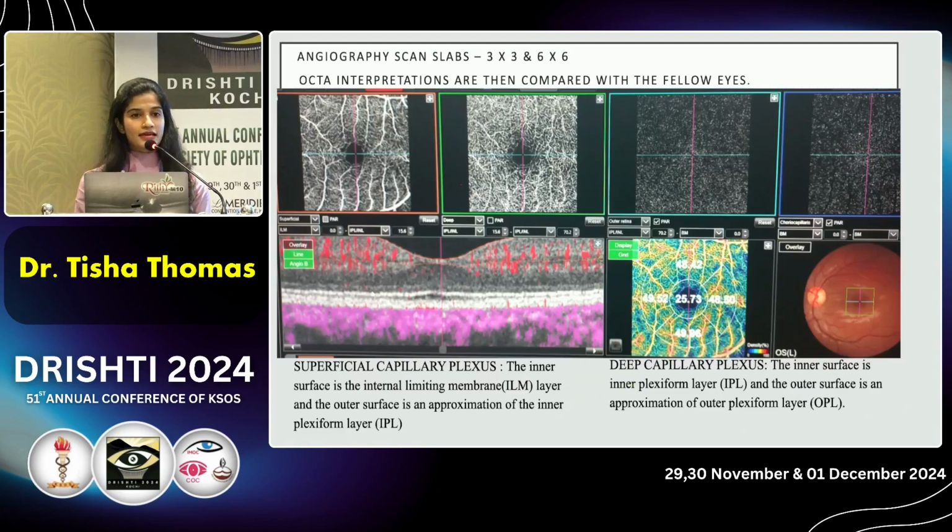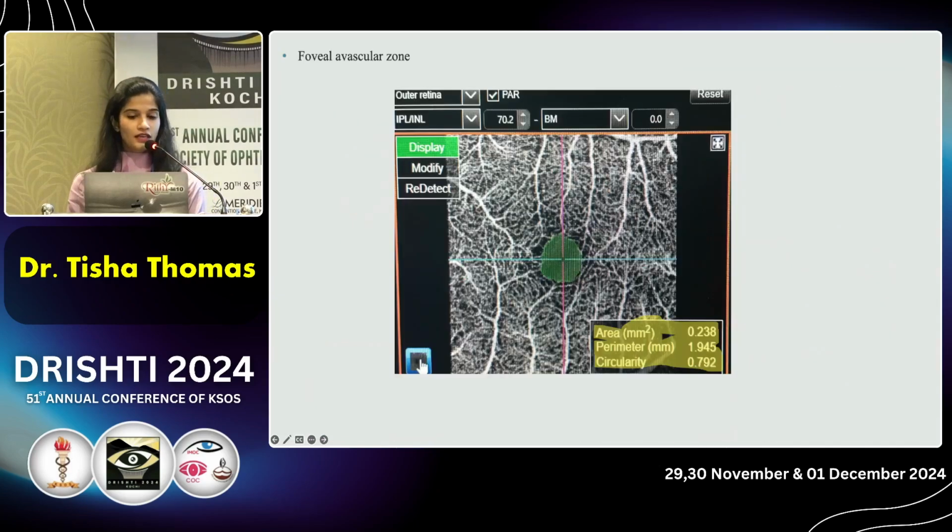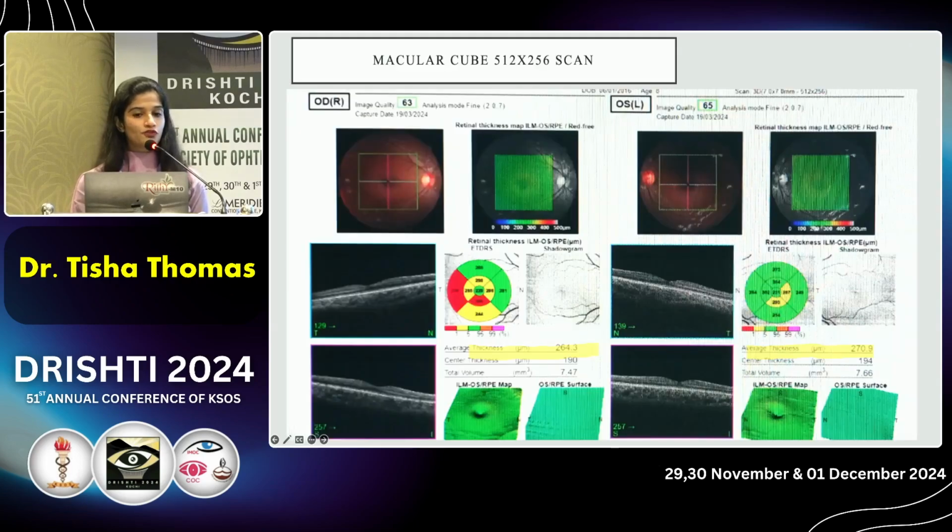So these were the angiography scan slabs. We took 3 × 3 and 6 × 6 mm slabs, and the interpretations were compared with the fellow eyes. We noted superficial capillary plexus density and deep capillary plexus density with the help of MATLAB software. And in the superficial capillary plexus, we divided into fovea and parafoveal zone. Parafovea was again divided into superior, inferior, temporal and nasal. Regarding the foveal avascular zone, the parameters we included were area, perimeter, circularity and acircularity index. And a macular cube of 512 × 256 scan was taken to know the central macular thickness.